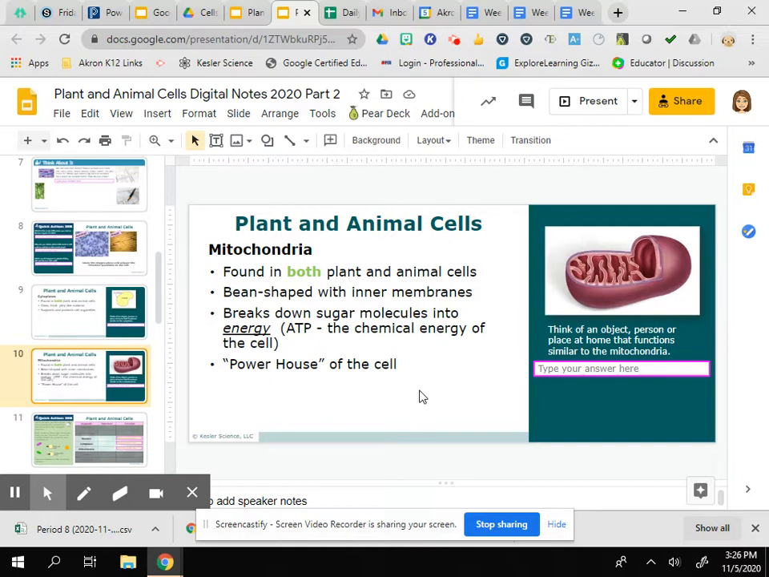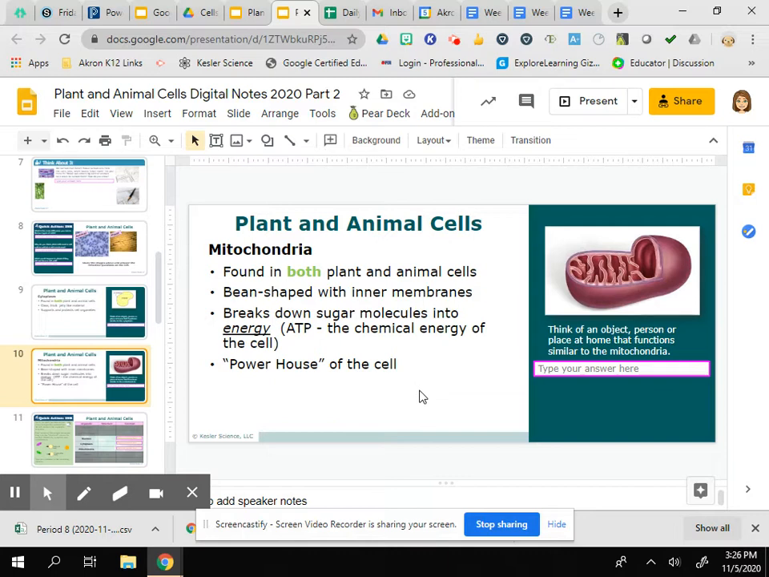And some people nickname it the powerhouse of the cell, but again, you don't want to use that as an answer on a homework question, because I'm going to make you explain what that means. So you're going to want to tell me that it produces ATP for the cell, or creates energy for the cell, or breaks down sugar molecules to make energy.